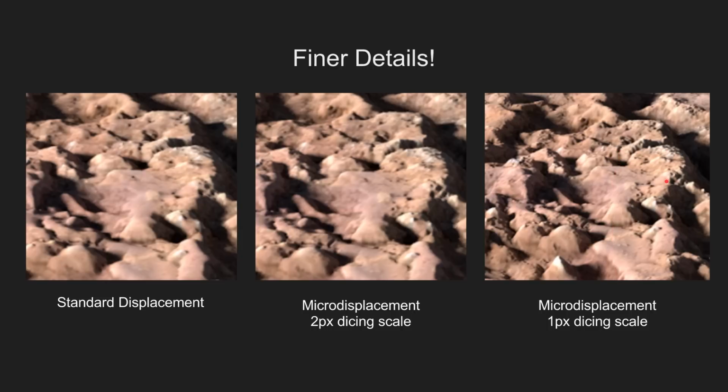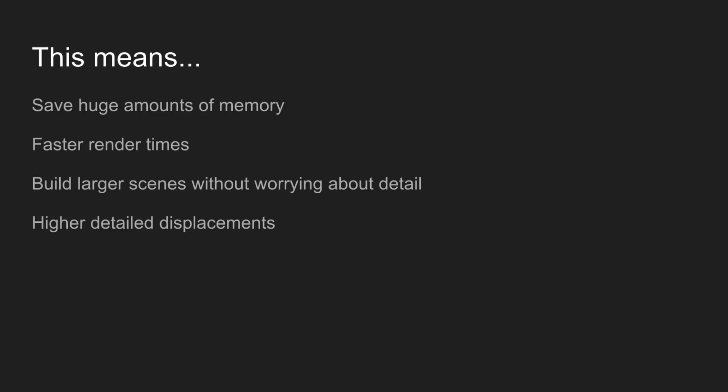So to summarize, you're not only getting huge savings in memory, but also faster render times, way faster, especially if you're now able to render a scene on a graphics card instead of a CPU. You're able to build larger scale scenes like that Mars scene, and it would be a lot easier without having to worry about the detail. And you're getting higher detailed materials at the end of it.